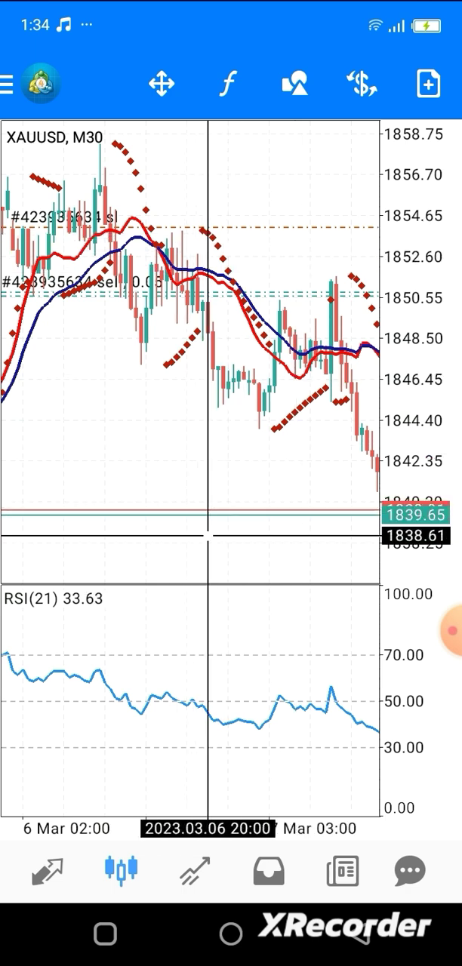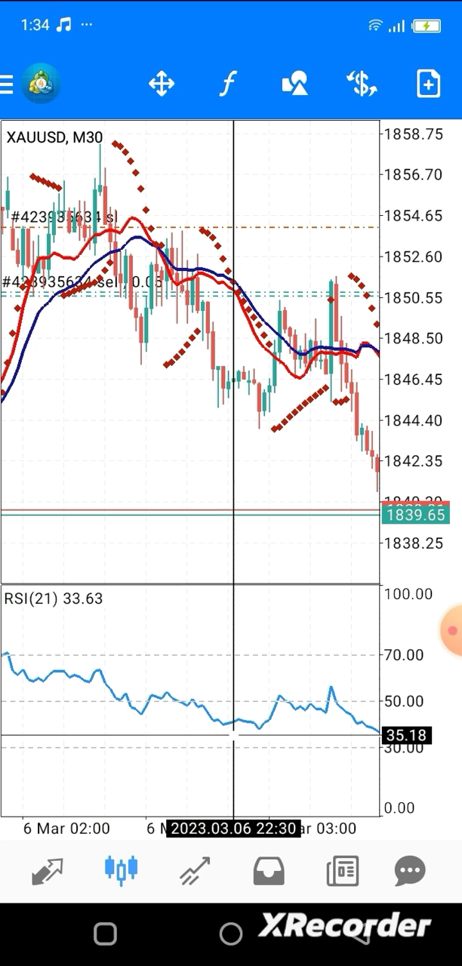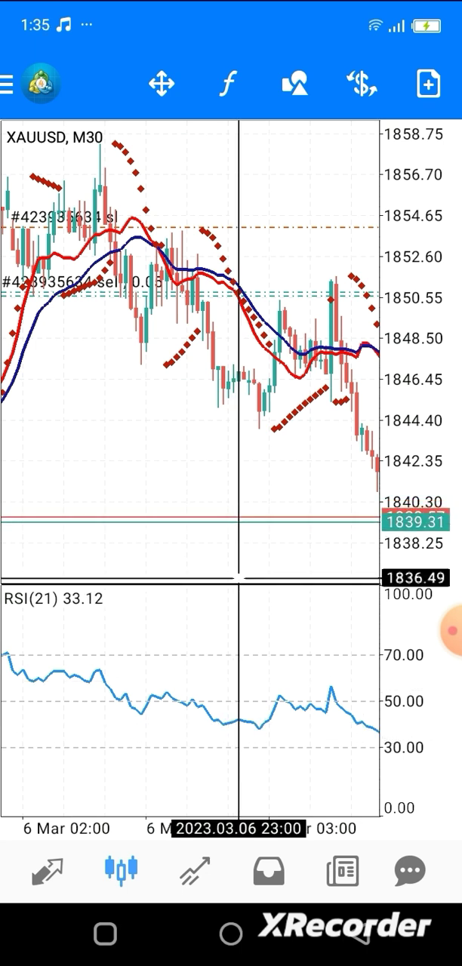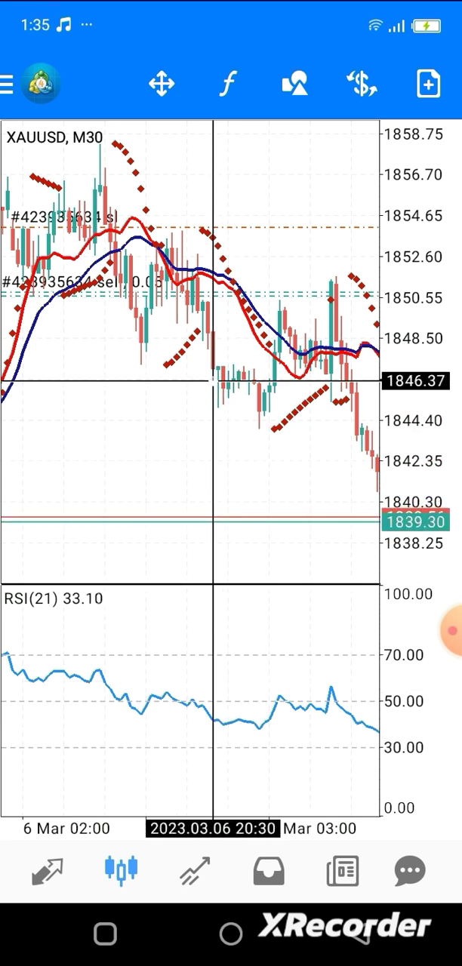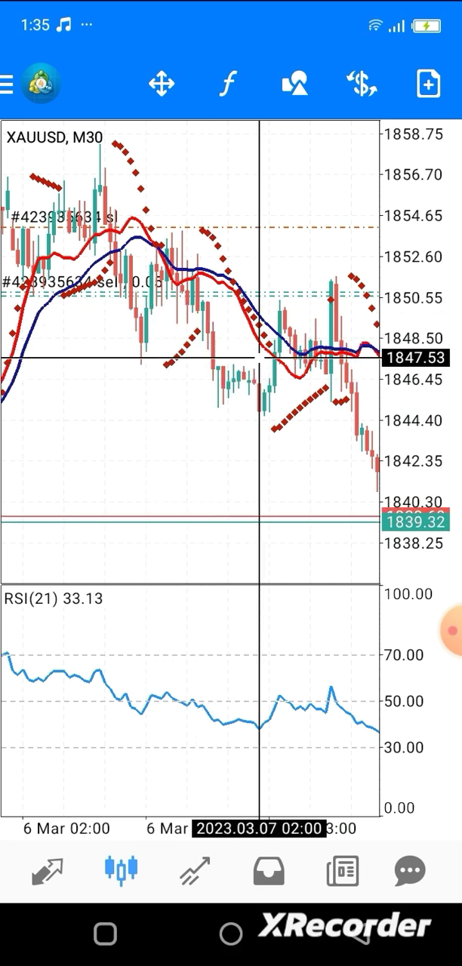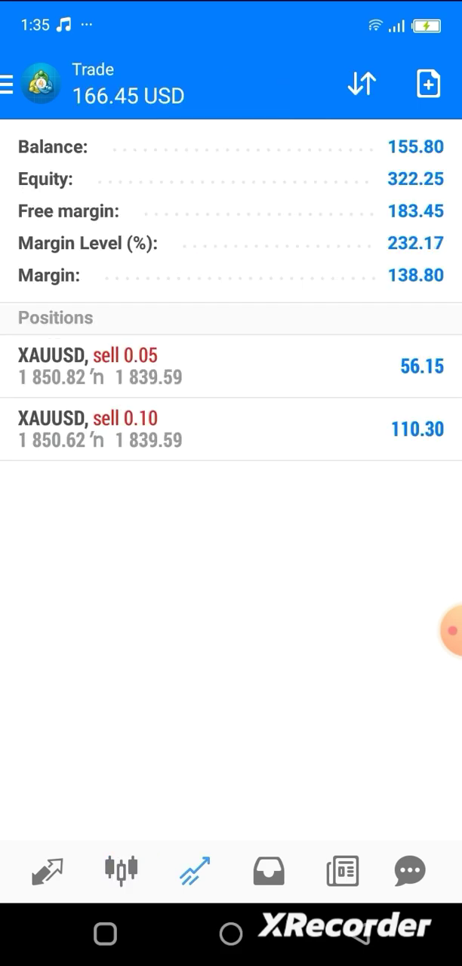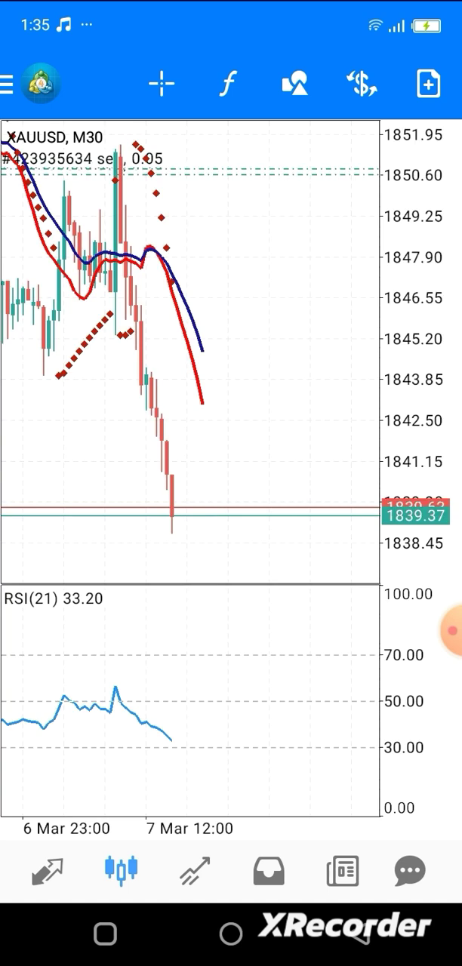At the same moment, as you can see right here, my RSI is reading below 50. So I knew gold was going to fall, and I left the market overnight. And when I did, this is the result. I doubled this capital. You can see $165 profit. I doubled the capital, and it's still falling.